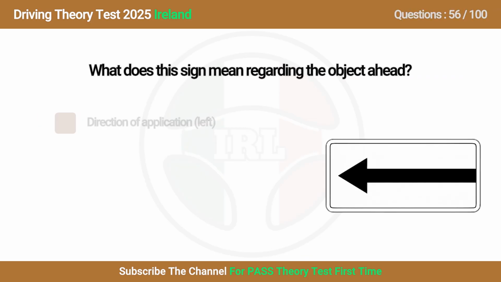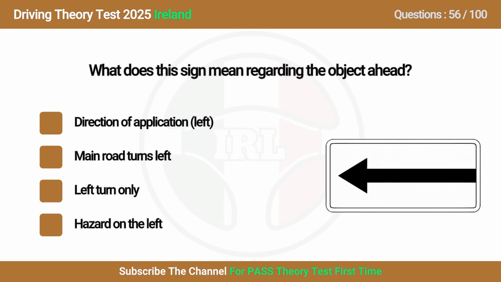Question 56. What does this sign mean regarding the object ahead? A. Direction of application left. B. Main road turns left. C. Left turn only. D. Hazard on the left.